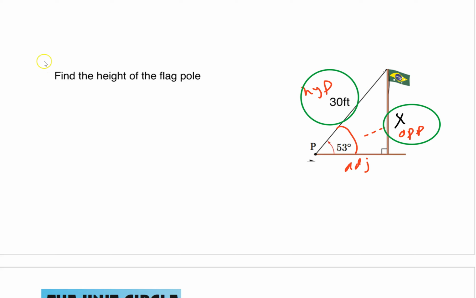So we think SOHCAHTOA. And opposite over hypotenuse, O and H, right here, right? This is a sine function. We have opposite over hypotenuse. The only thing that has O and H is sine. Cosine is adjacent over hypotenuse, tan is opposite over adjacent. So we're doing sine. So the way this works is like this.